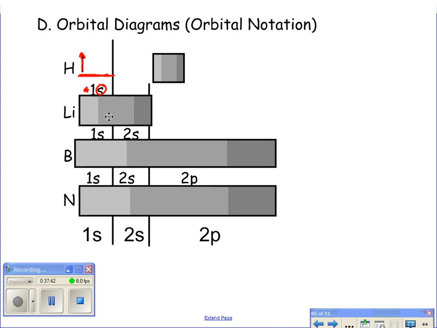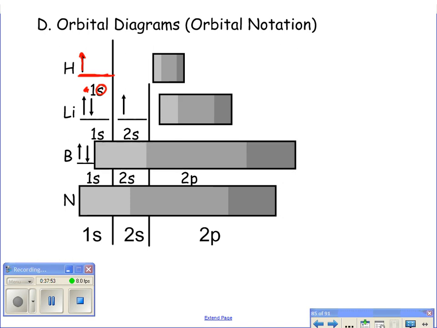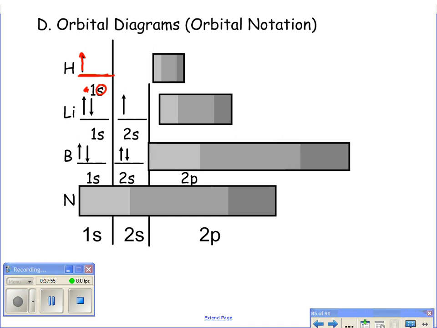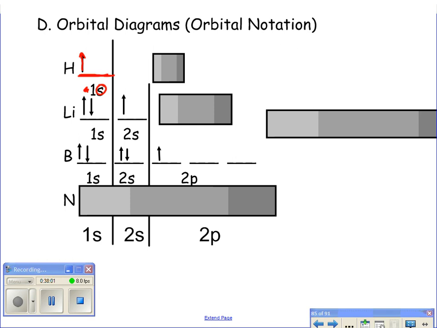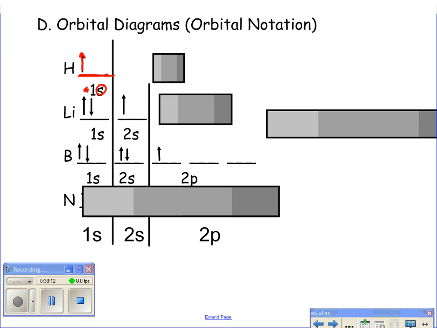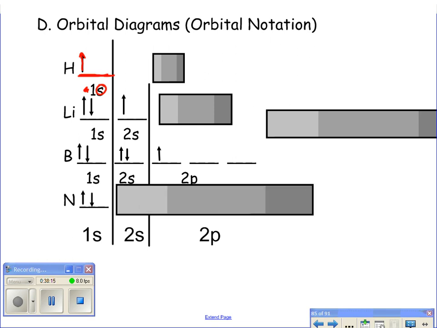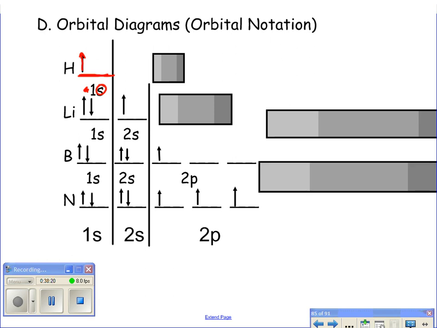Lithium has 3 electrons total. So 1s has 2, and the 2s has 1. Boron has 5, so 1s has 2, 2s has 2, and 2p, there are 3 orbitals, but only one of them has 1 electron to total 5 electrons. Nitrogen has 2 electrons in 1s, 2 in 2s, and then it has 3 in the 2p.